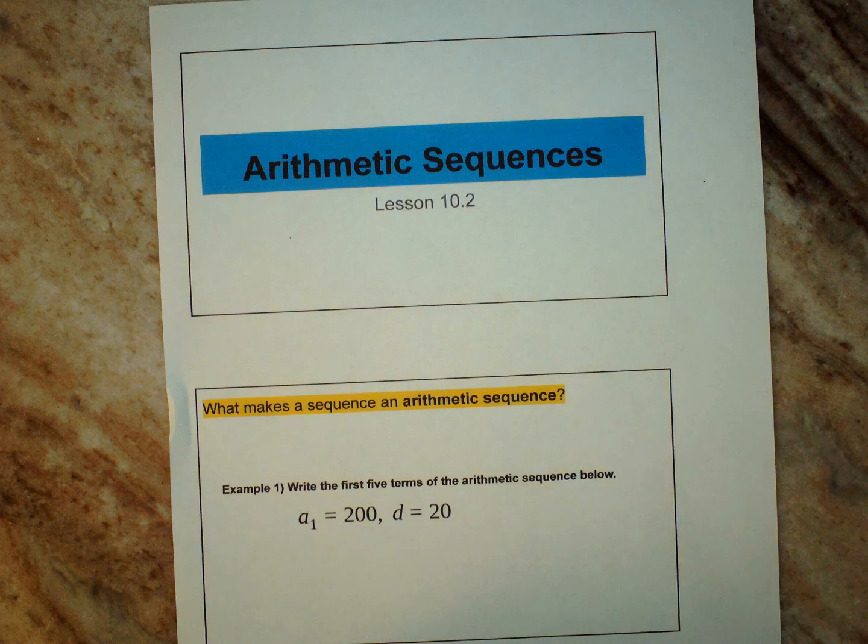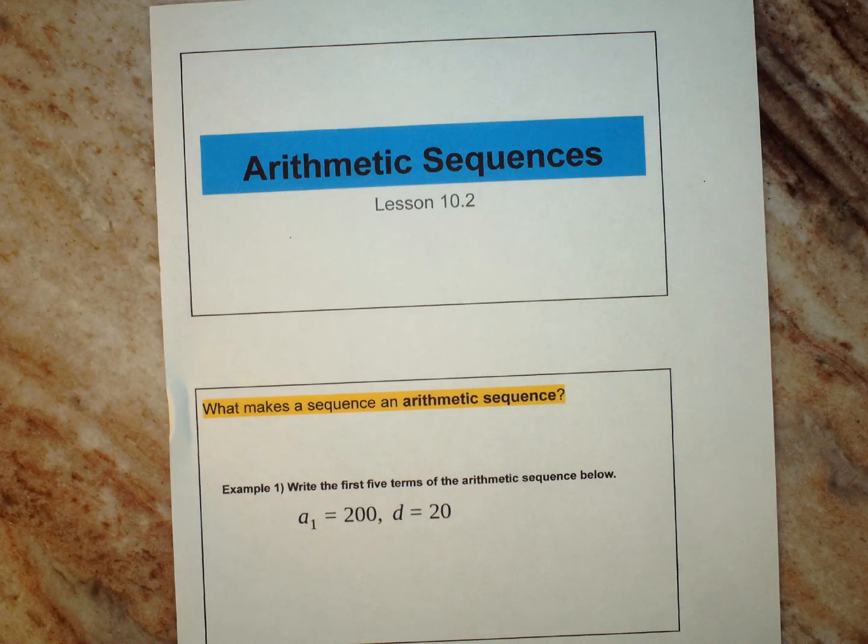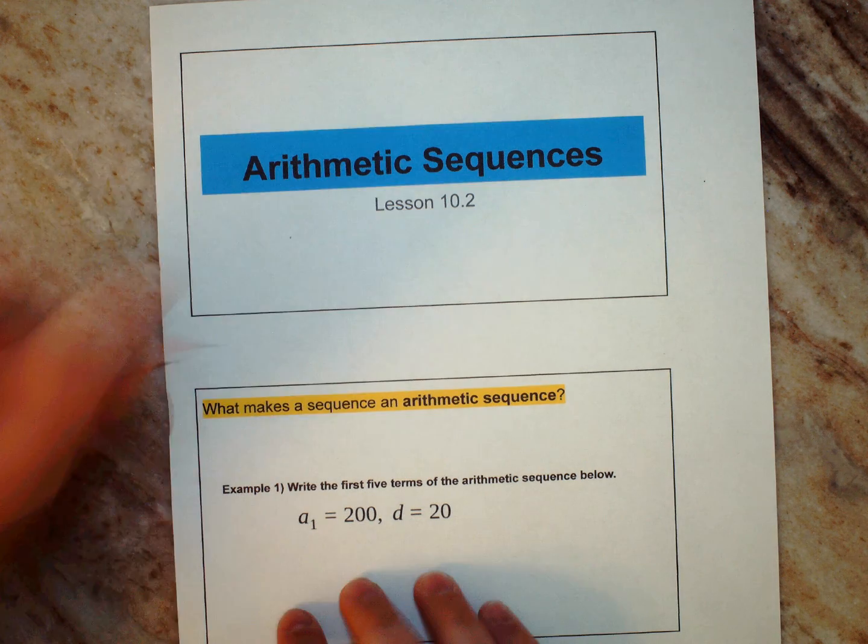All right, we are going to start 10.2 today, which are arithmetic sequences. An arithmetic sequence is a sequence in which each term after the first differs from the preceding by a constant amount. The difference between consecutive terms is called the common difference of the sequence. So what makes a sequence arithmetic?